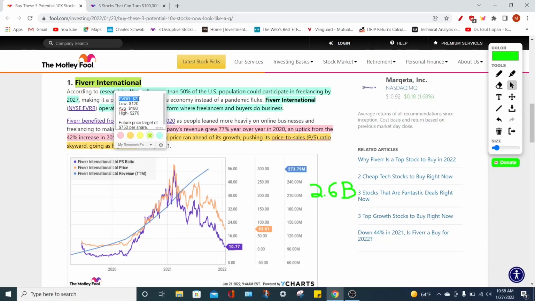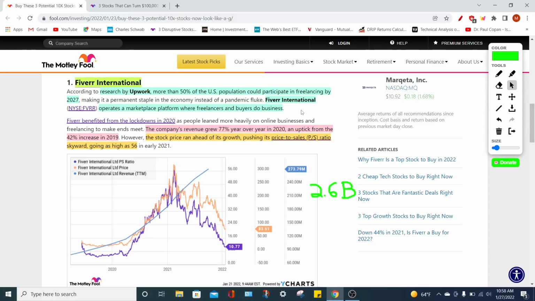The current stock price is $72. The low-end price estimate in the next year is $120. The average price consensus in the next year is $186. And the high-end price prediction by analysts is $270, and Fiverr is supposed to reach this within a single year. However, the future price target for the stock goes all the way up to $752 per share, which is more than a 10x potential for this particular company.